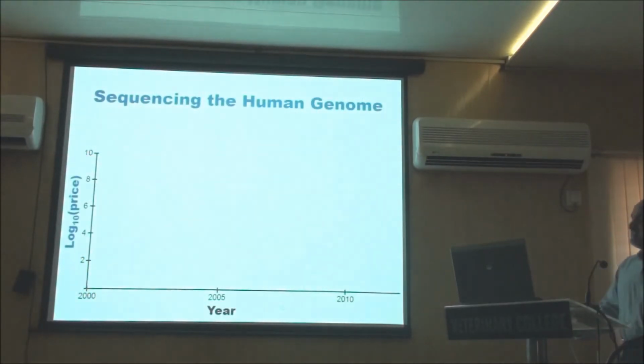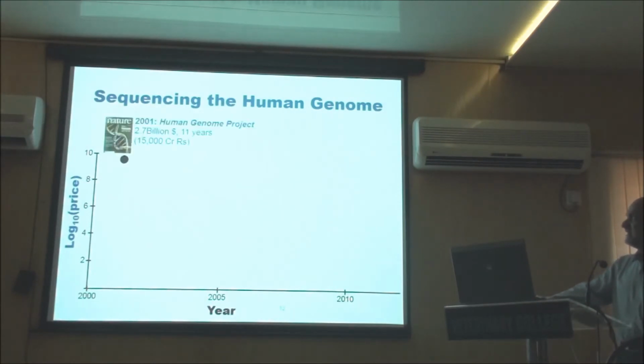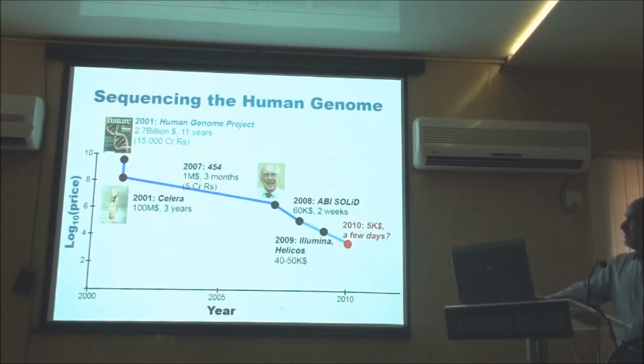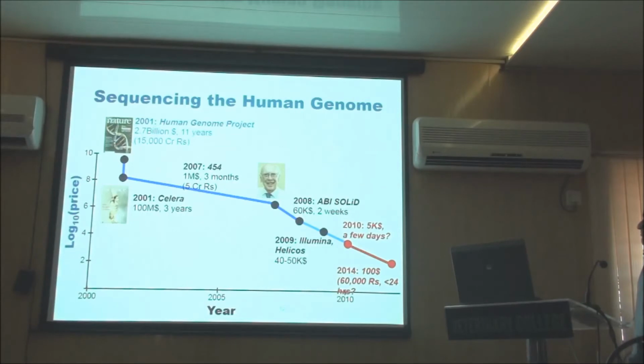At the same time, the sequencing cost also came down. The whole aim of this technology is to generate a large amount of sequence at a lesser cost. To get an idea of how cheap the technologies have become: in 2001, when the Human Genome Project was proposed, it was at the cost of 15,000 crore rupees and was supposed to take 11 years. Slowly, as the technologies developed, today human genome sequencing can be done at a cost of a meager 60,000 rupees and in less than 24 hours.